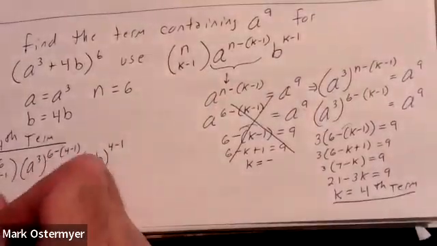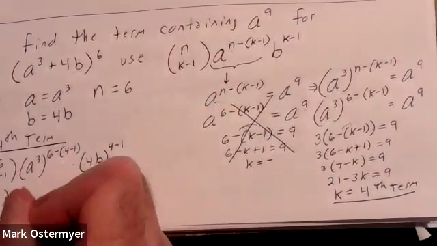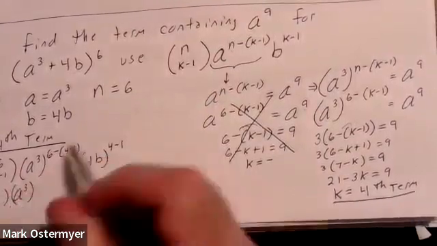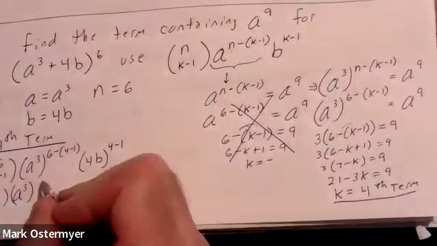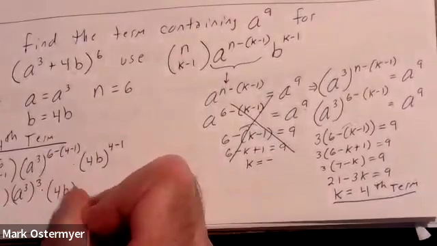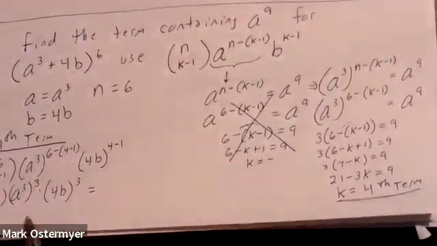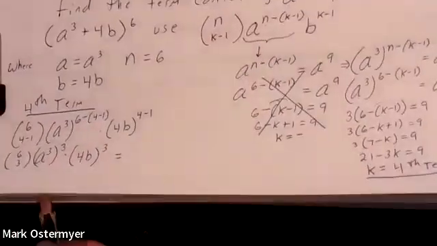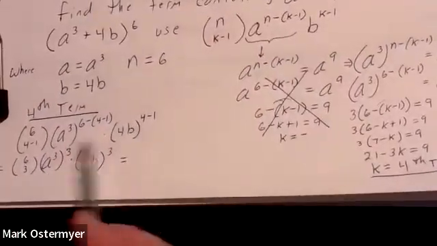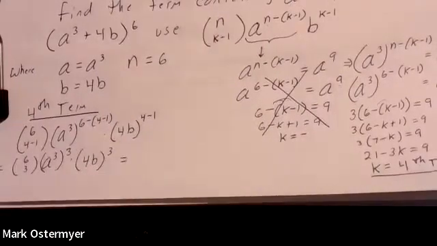So this is going to be 6 choose 3 times a to the 3rd power, raised to the 6 minus 3, or 3rd power, times 4b raised to the 3rd power. Now we want to simplify this. So this is going to be your 4th term, where k is 4 and n is 6. The first term of the binomial is a cubed, the second term of the binomial is 4b.